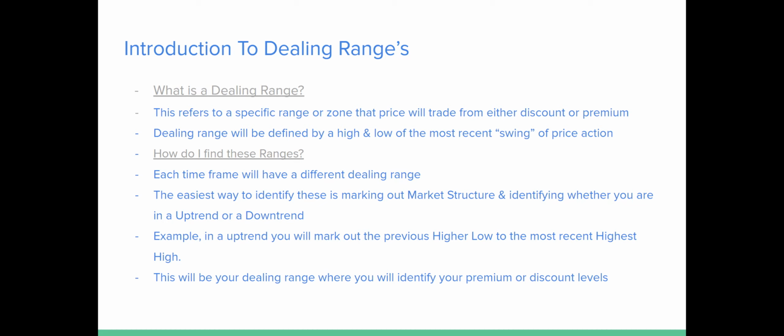How do I find these ranges? Each time frame will have a different dealing range. The easiest way to identify these is marking out market structure and identifying whether you are in an uptrend or in a downtrend. Like I said before, I've already mentioned these, but I'm going to do a more in-depth view of it. For example, in an uptrend, you will mark out the previous higher low to the most recent higher high. This will be your dealing range, where you will identify your premium and discount levels.